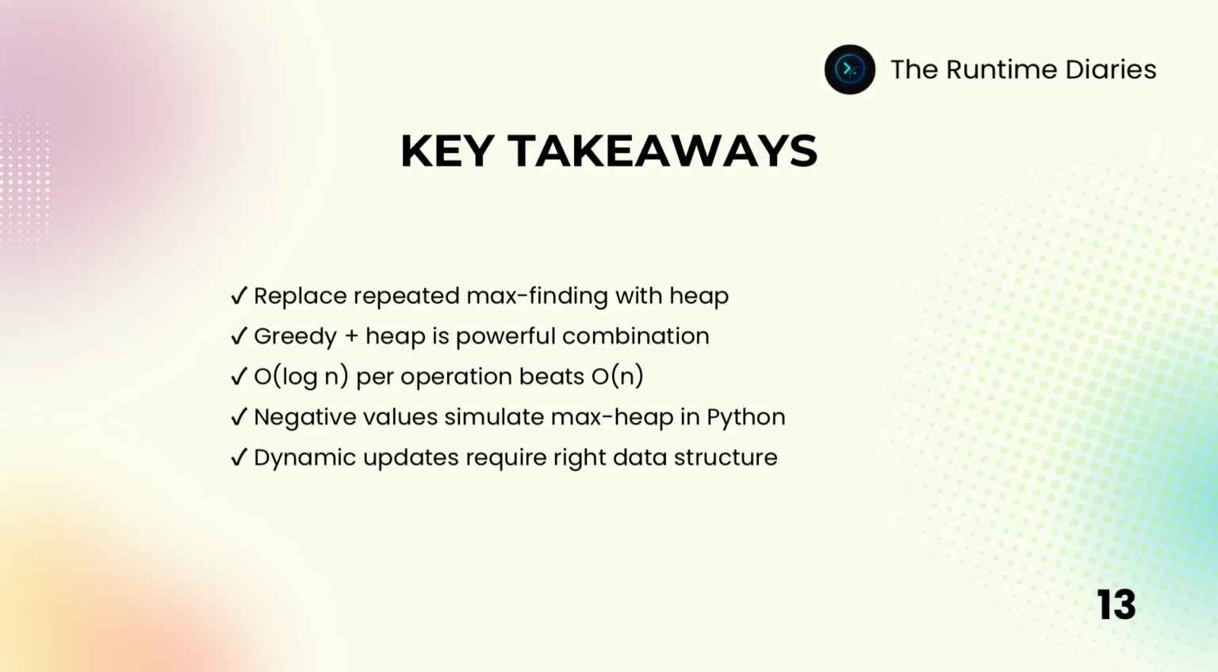Fourth, efficiency is often about choosing the right data structure, not just writing clever code. The algorithm here is simple. The magic is using a heap instead of naive scans. Fifth, understanding complexity trade-offs is critical. Knowing when O(n) per operation is slow and when O(log n) is acceptable separates good solutions from great solutions.